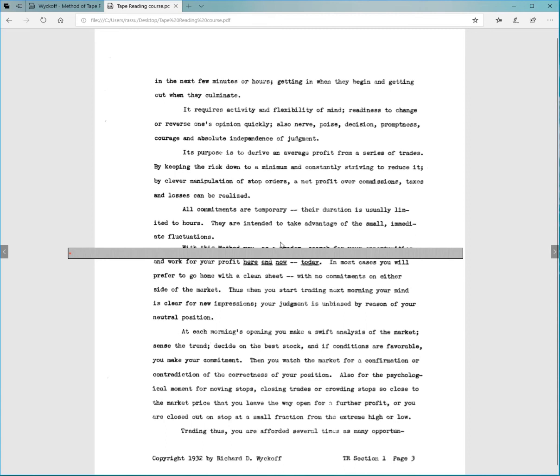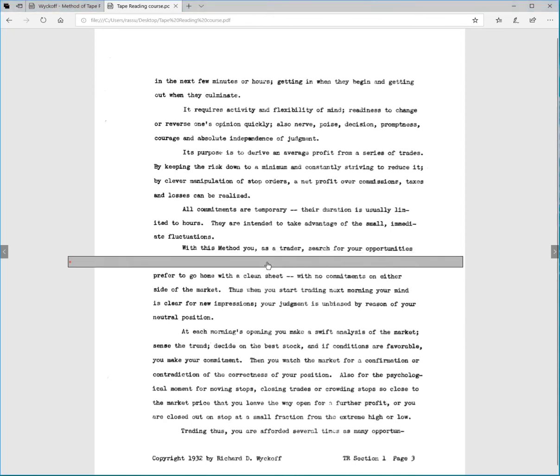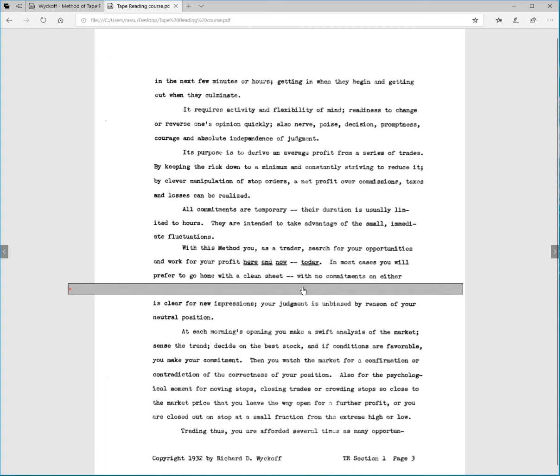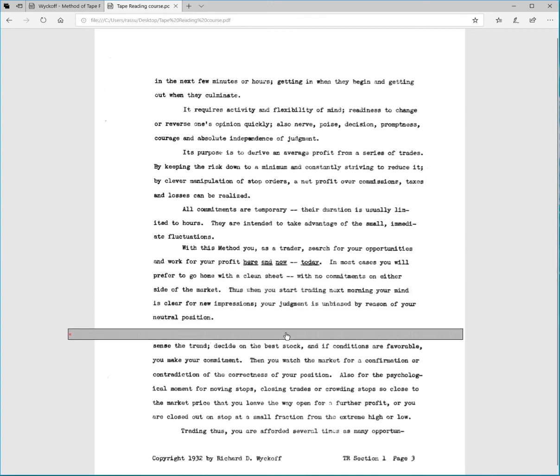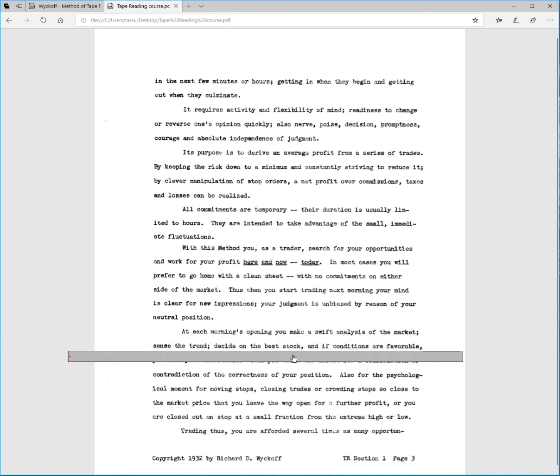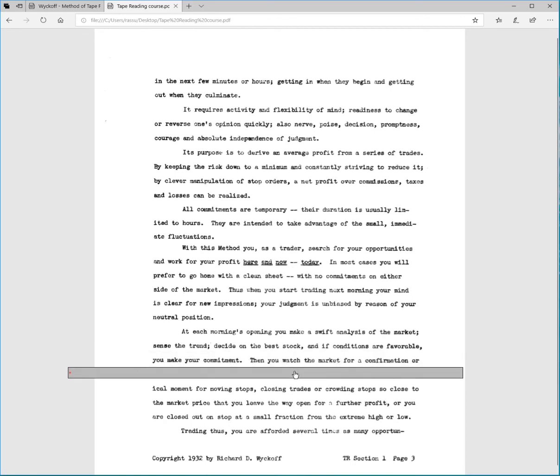You're not going for that big move, because you're going to get in today, you're going to close out today. With this method as a trader, you search for your opportunities right here and now, today's trend. In most cases, you will prefer to go home with a clean sheet. At each morning's open, make a swift analysis of the market, sense the trend, decide the best stock, and if conditions are favorable, you make a commitment.